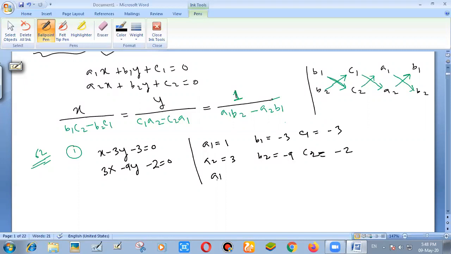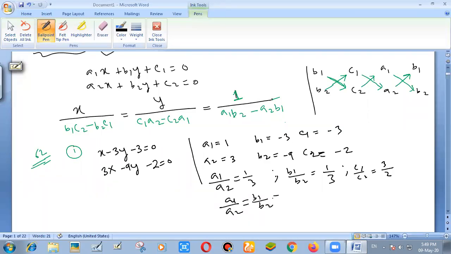Now find out a1 by a2. A1 by a2 will be 1 by 3. B1 by b2 will be how much? 1 by 3. And c1 by c2 will be 3 by 2. Yes or no? Now see, that means a1 by a2 equal to b1 by b2 does not equal to c1 by c2. This condition is for what?